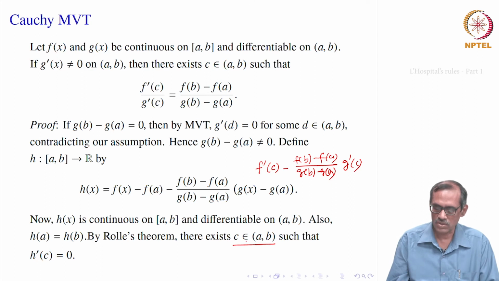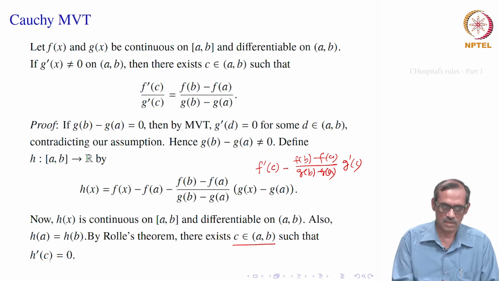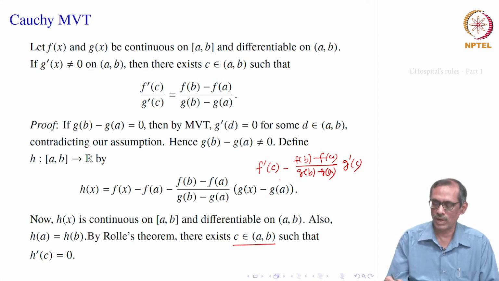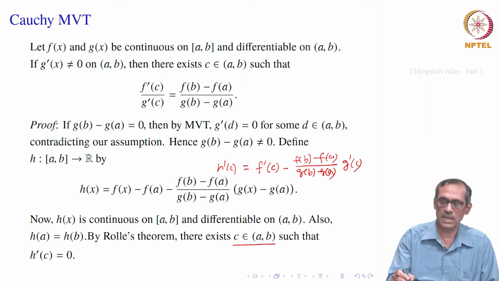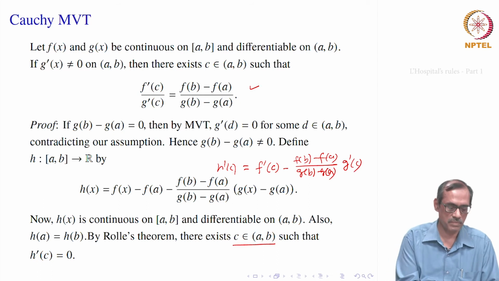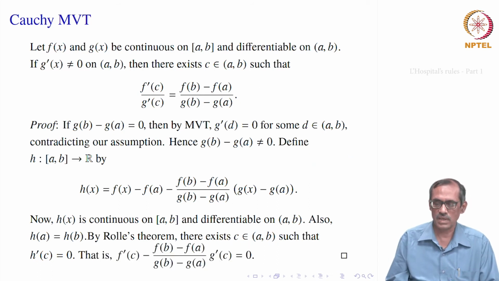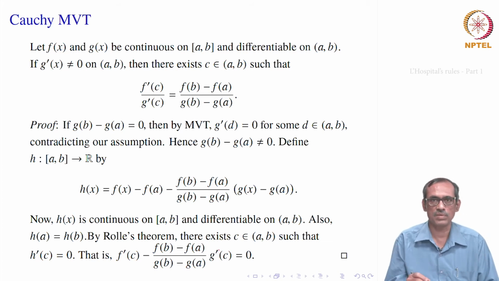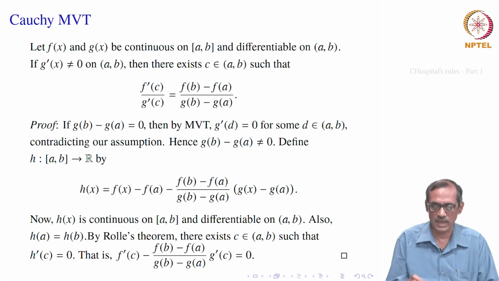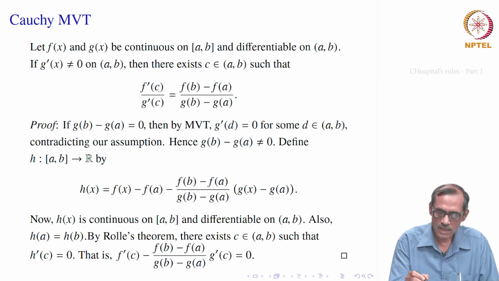So, we have one C in (a, b) such that h prime C equal to 0. So, once this quantity, this h prime C equal to 0, it gives your conclusion that f prime C by g prime C equal to f b minus f a by g b minus g a. So, it is a simple proof, and the proof follows the same line as the mean value theorem by defining a suitable function h. Okay.